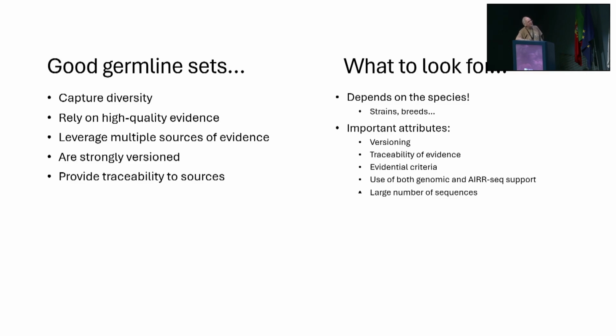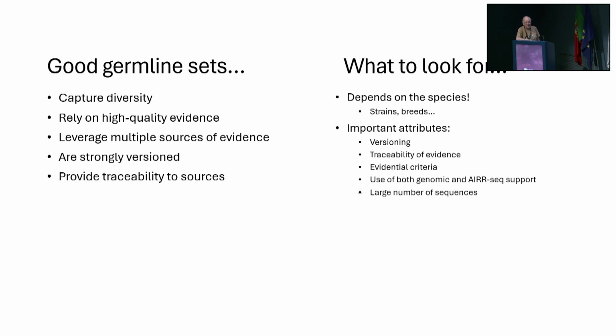So a little bit on what makes a good germline set. I hope you've been persuaded by now that good germline sets capture the diversity of a species. Obviously they need to rely on high quality evidence, and preferably multiple sources of evidence. One thing that I think is important in particular is to combine repertoire sequencing with genomic sequencing. That gives you two different ways of looking at the same picture and picking up anything that is systematic error or missing from one approach or the other.